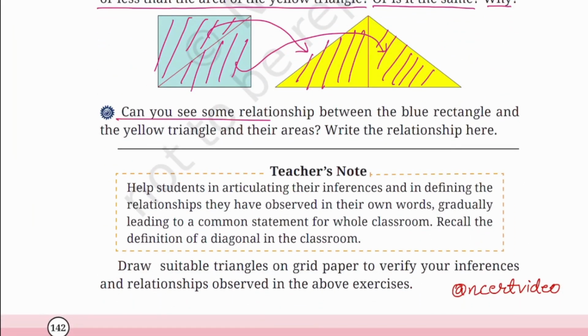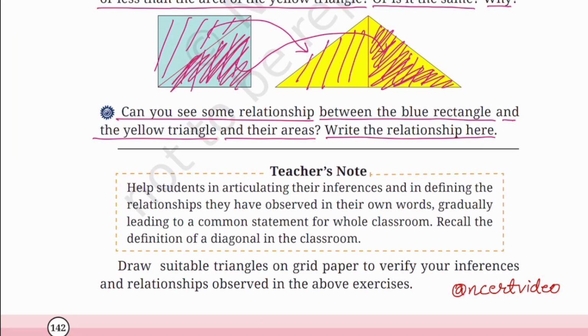Can you see more relationships between the blue rectangle and the yellow triangle and their areas? Write the relationship here. Yes, the area of this portion of the triangle, that is half of the rectangle, that is half into length into width, that is half of the area of the rectangle.